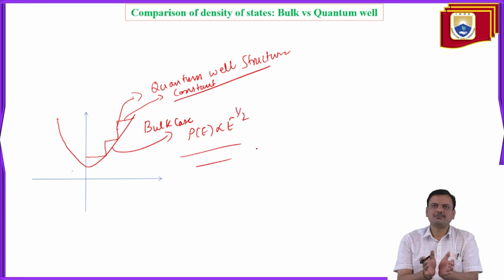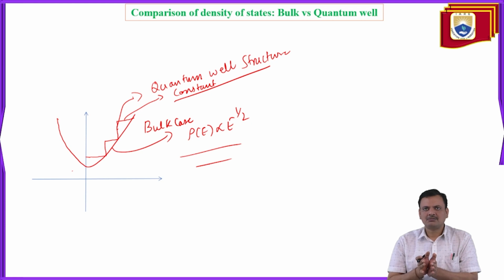So this is a comparison between the bulk case and the quantum well case, and correspondingly how the energy band diagram and density of state vary in the bulk case and the quantum well structure. So we discussed that. That's all for today.